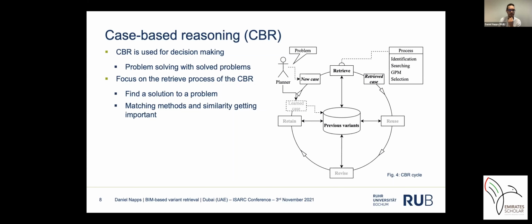And in this paper, we focus on the retrieve process of the CBR so that we find a solution to a problem and match it with some database entries. Next to a matching method, it is necessary for the CBR to determine a degree of similarity. And this paper is dealing with this retrieve process and with the possible solution for this process.